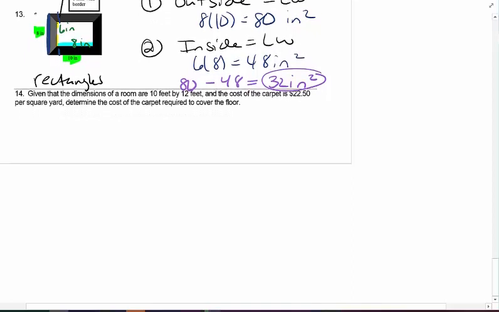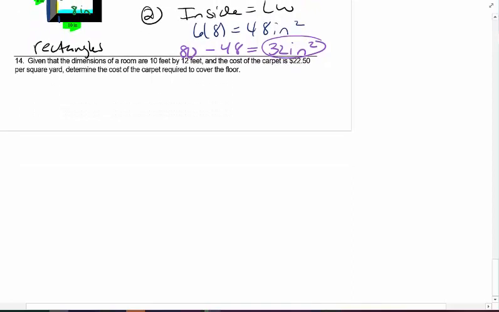One last problem for this section, number 14. Again, be careful. Make sure you read for units. Read the word problem. The dimensions of a room are 10 feet by 12 feet. So this means I have a rectangle. We have 10 and 12. The cost of the carpet is 22.5 per yard squared. These were both in feet.